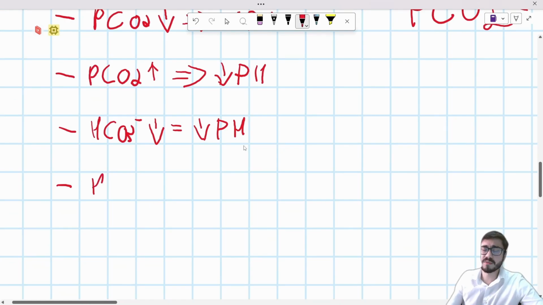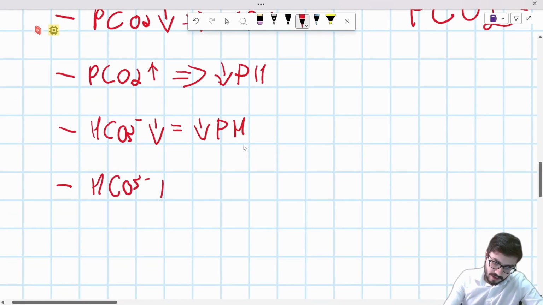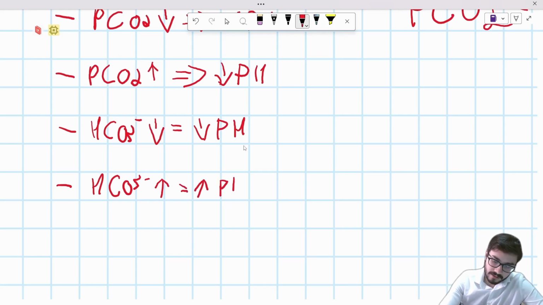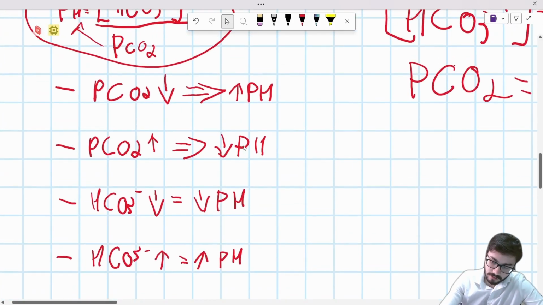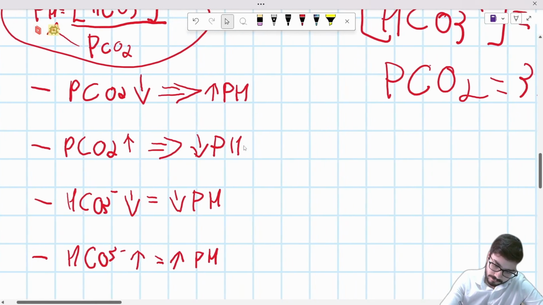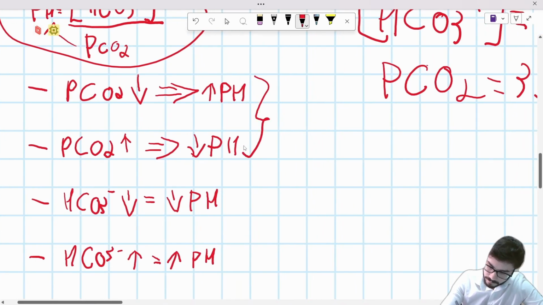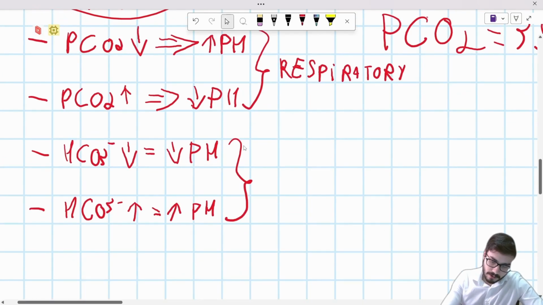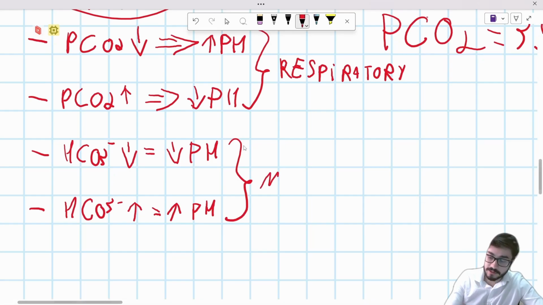So what's the difference between these situations, Pedro? When we have alterations in the PCO2, we'll call that respiratory alterations, okay? And the alterations in the bicarb, we'll call them metabolic alterations, okay? But Pedro, let's give it a bit more classification, okay?